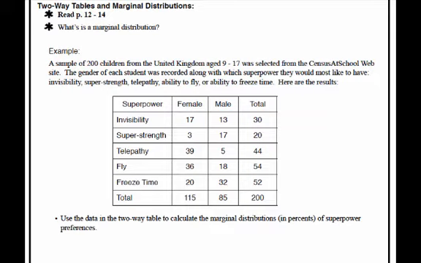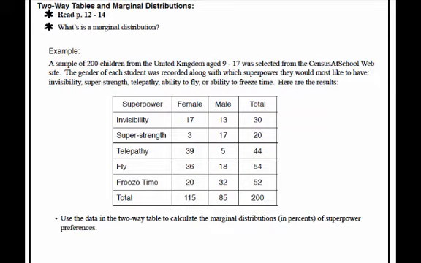In this example, 200 children in the United Kingdom were selected and asked and recorded by gender and asked what superpower they would most like to have: invisibility, super strength, telepathy, ability to fly, or ability to freeze time. And these are the results. This is what is called a two-way table. Two ways because we have both females and males.